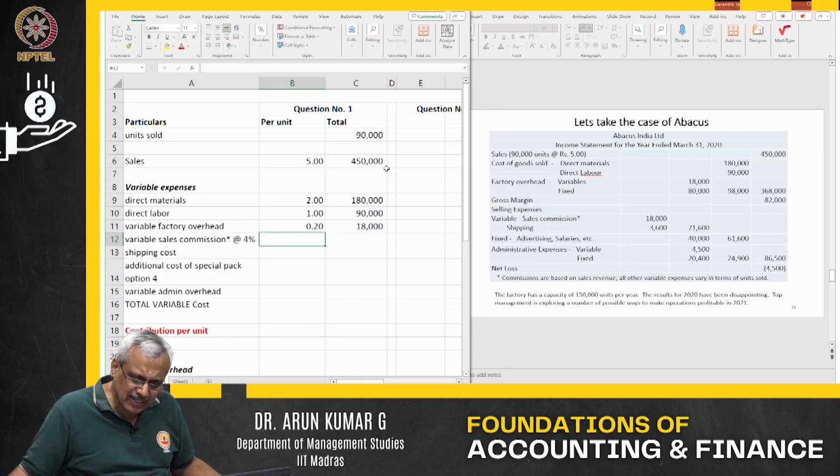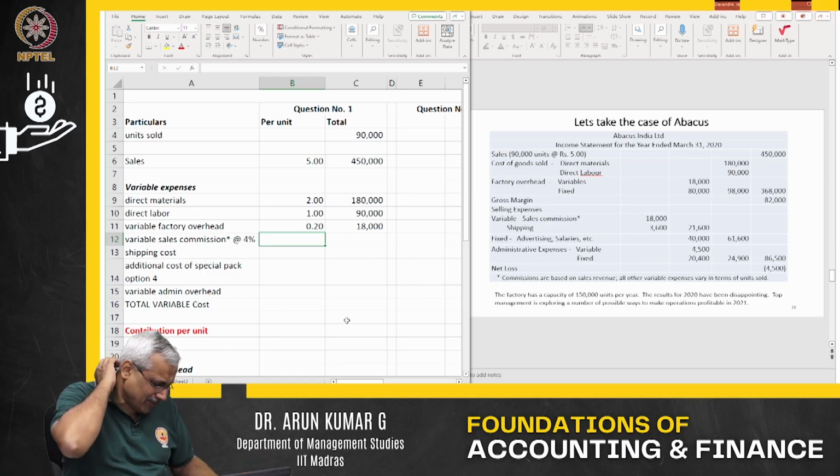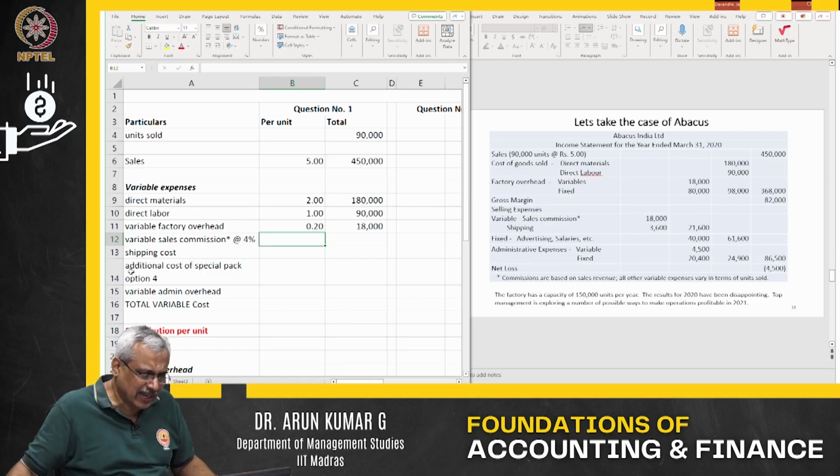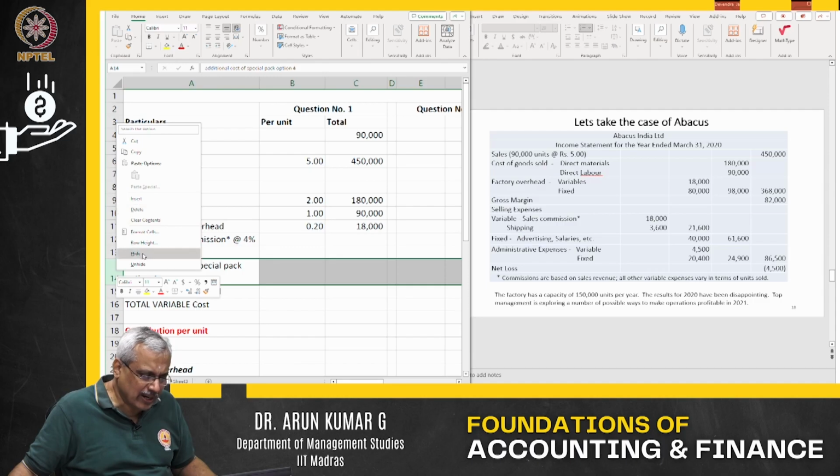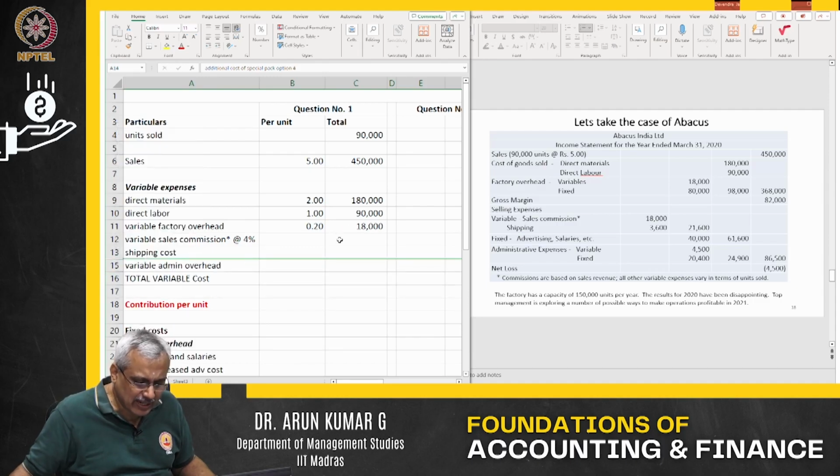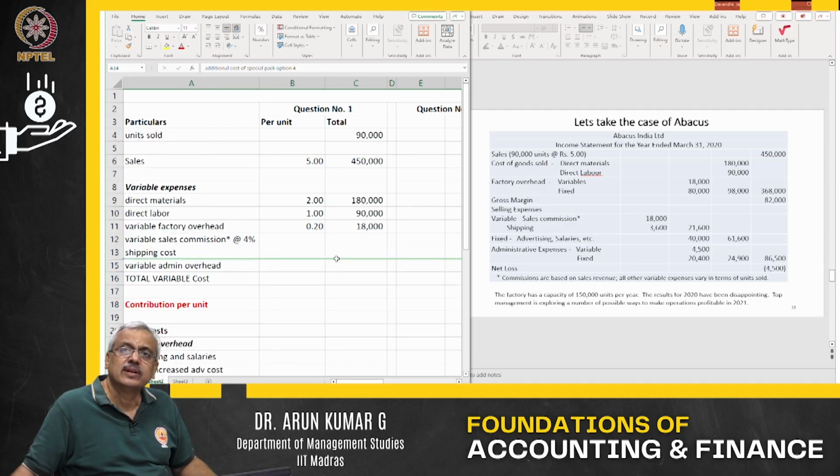Now, there is a fixed cost. Let us come to the fixed later because we are looking at calculating contribution. When you are calculating contribution, we are looking at only the variable cost part.